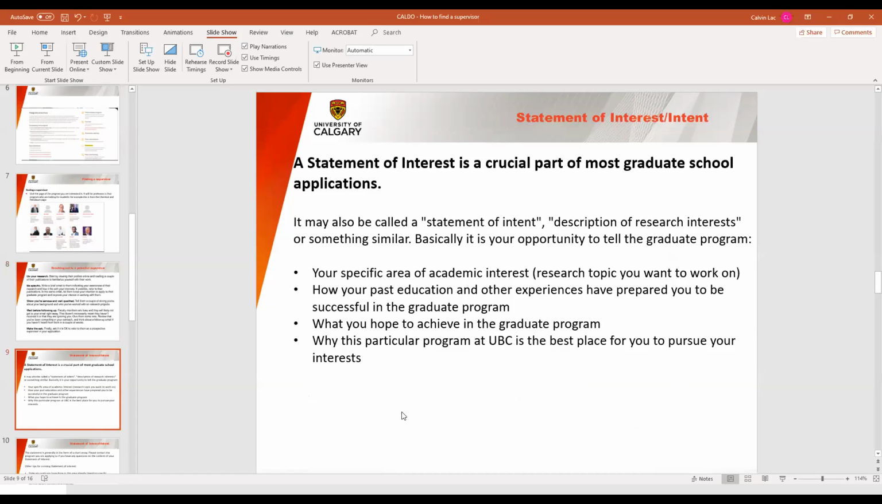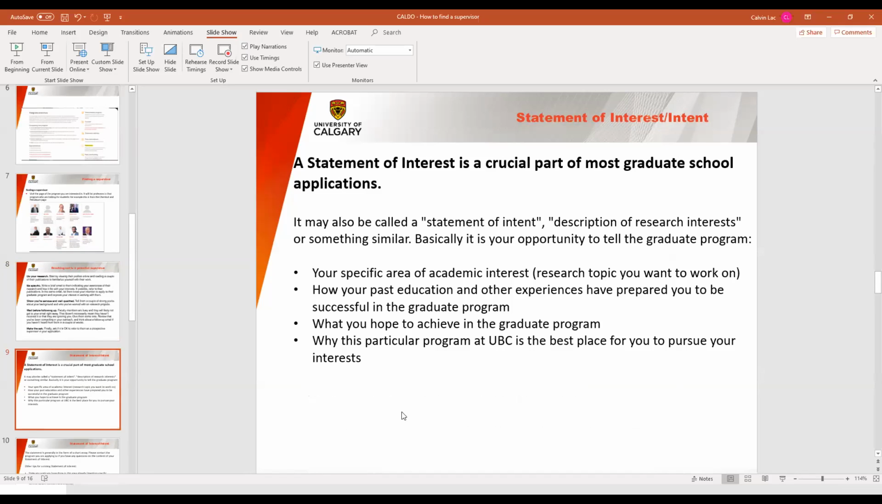And statement of interest and intent. Some programs may require you to include a statement of interest or intent in your graduate school application. When you're contacting your supervisor, they may ask you for one as well. A statement of interest is a crucial part of most graduate school applications. They go by the term statement of intent as well. It's just a description of your research interests or something similar.